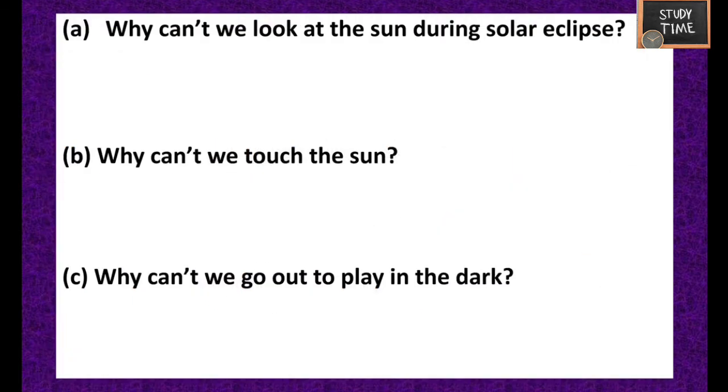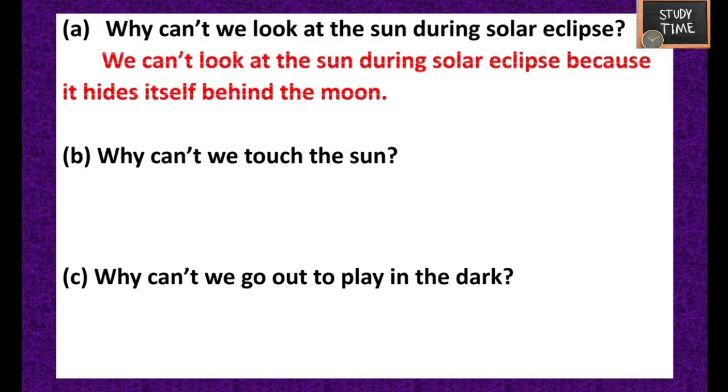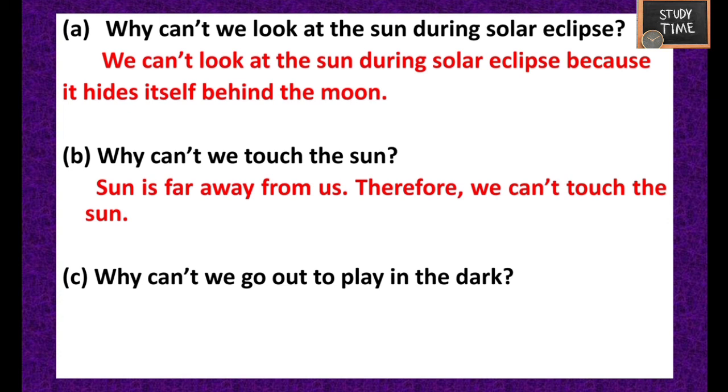Why can't we look at the sun during solar eclipse? Because it hides itself behind the moon. We can't look at the sun during solar eclipse because it hides itself behind the moon. Why can't we touch the sun? Because it is far away from us. That's why we cannot touch the sun.